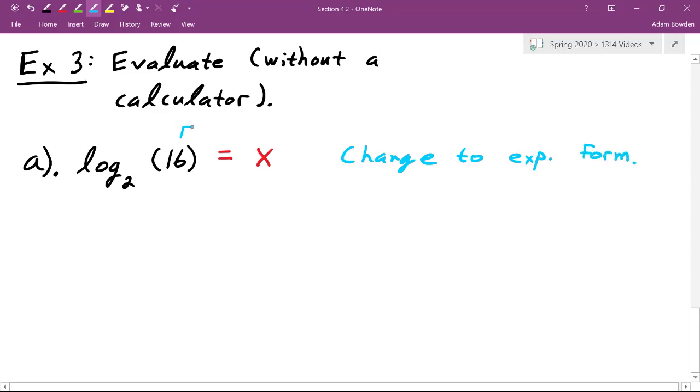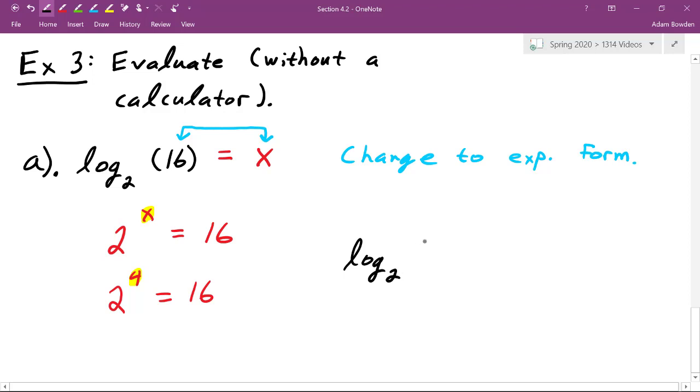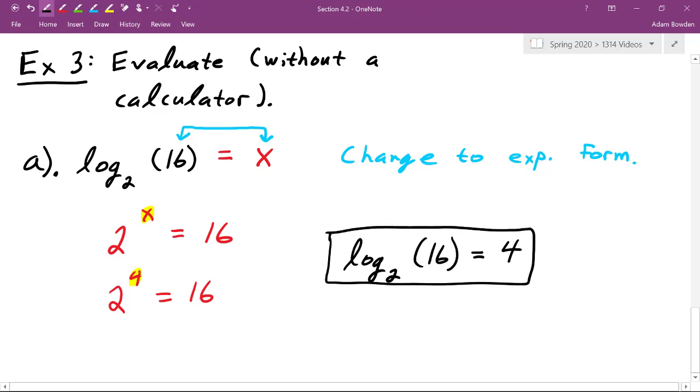So when we change it over to exponential form, I'll swap out the 16 and the x. That'll change it into 2 raised to the x power is 16. And so the question is, what number do we need to have for x in order to go 2 to that power is equal to 16? We know that 2 to the 4th power is 16. So now we know that the x is the 4. And so our final answer here is to say that log base 2 of 16 is equal to that number for x, which is 4. Log base 2 of 16 is equal to 4.